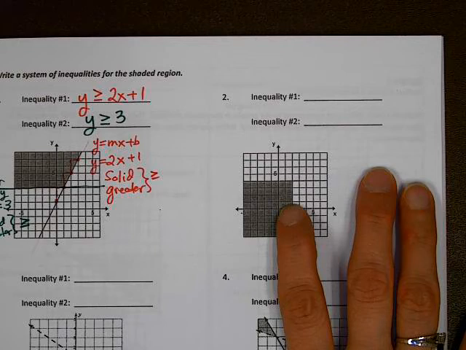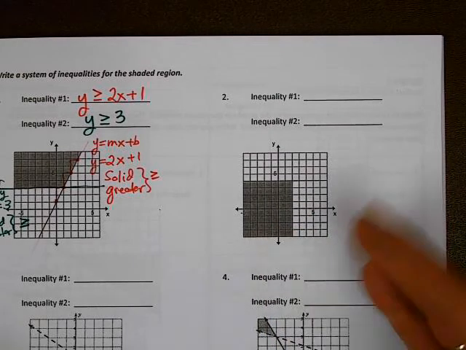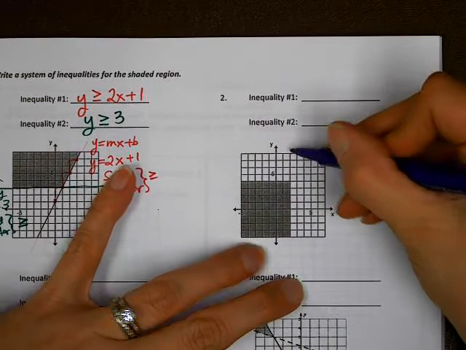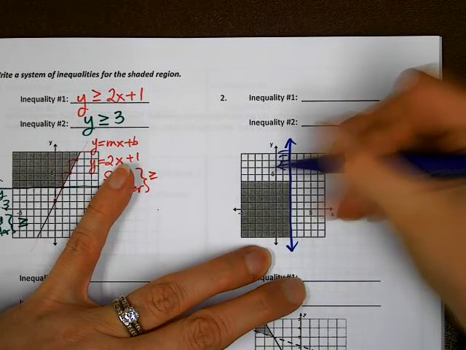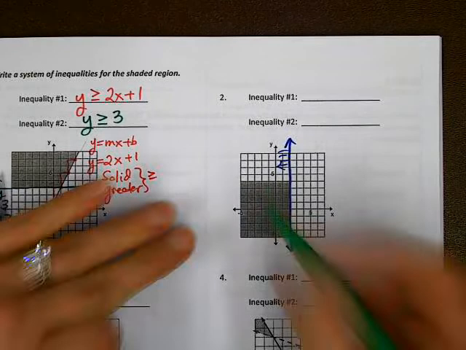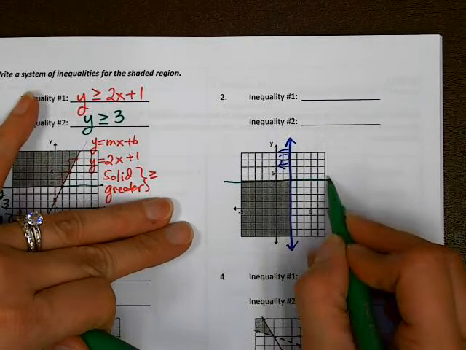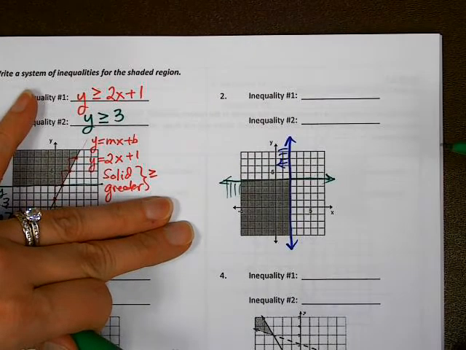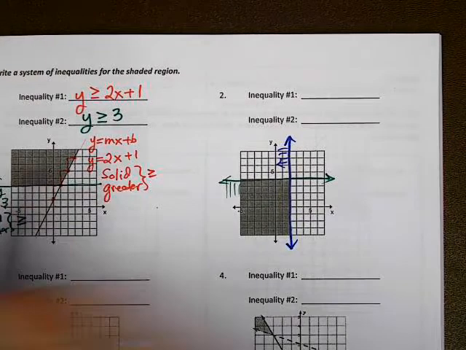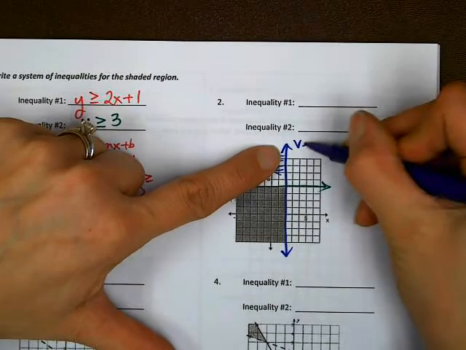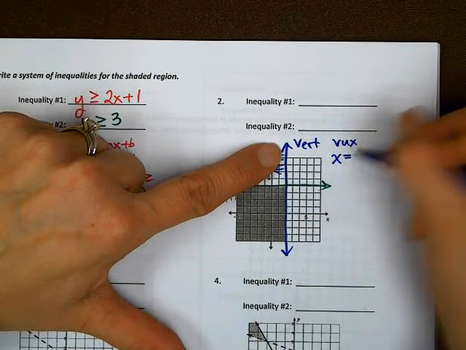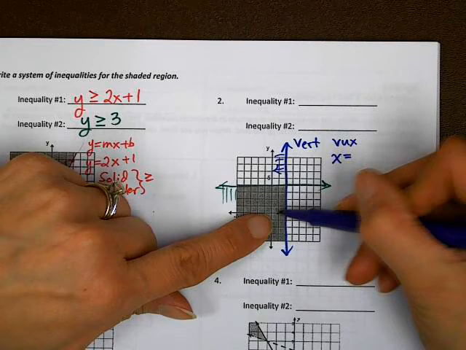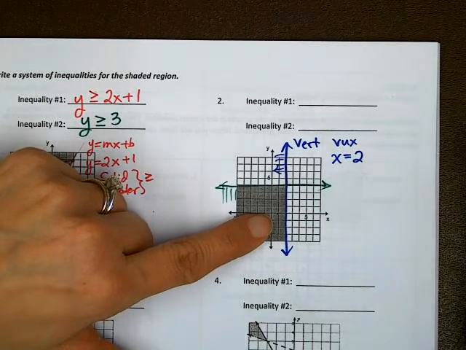Let's go take a look at number 2 here. Okay, I notice here in this shaded region, it looks like there's a couple of borders. Okay, I'm just going to highlight them. So here's a line, and it looks like they shaded left. Okay, and then there's another border right here. Here's a line, here's a horizontal, and then it looks like they shaded down. Okay, so I'm going to do the vertical line first. Vertical lines are x equals, so let's figure out the number, 1, 2, x equals 2.